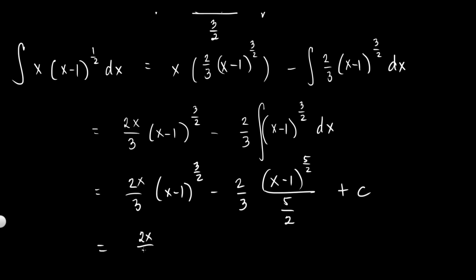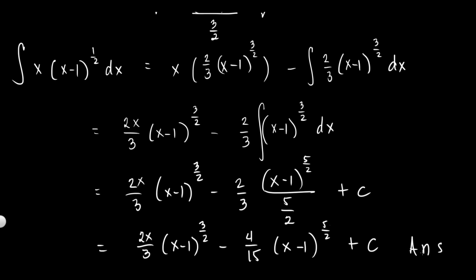So, we have 2x over 3 times (x minus 1) raised to 3/2 minus 4 over 15 times (x minus 1) raised to 5 over 2 plus c. And this is the final answer. Okay? So, I hope you followed. Sige, one more.